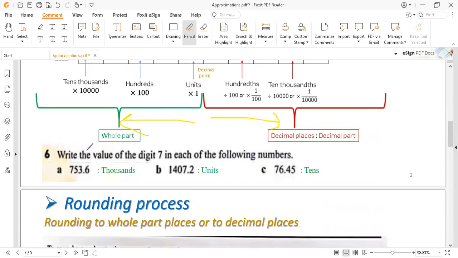So if they ask us to write the value of the digit 7 in each following number, we have a 7 here, so normally it is the decimal point, so normally it is the unit, the tens, the hundreds. So normally it is the hundreds. Sorry for the big mistake that I did here. Hundreds. The 7 is here, so it is a unit. The 7 is here, so it is the tens.